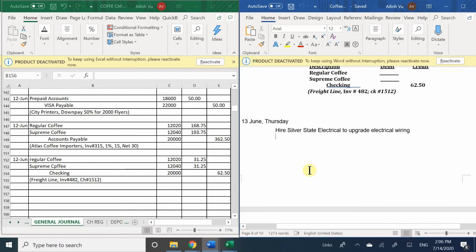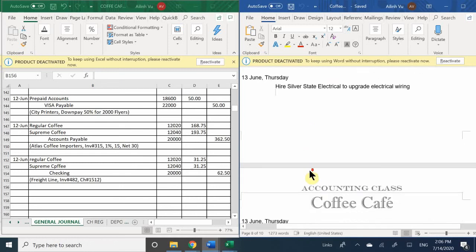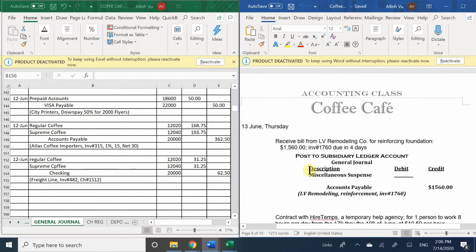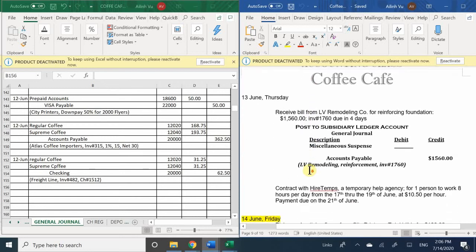Do we need to journalize this transaction? Not yet, no. Why? If you haven't done anything, all we did was hire them. Correct. It is hire. Good. All right. Let's see what else happened on the 13th.